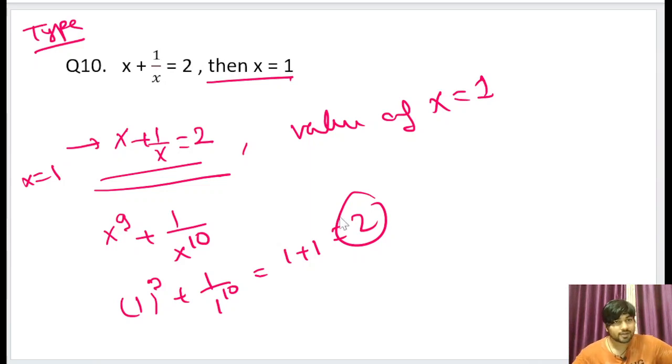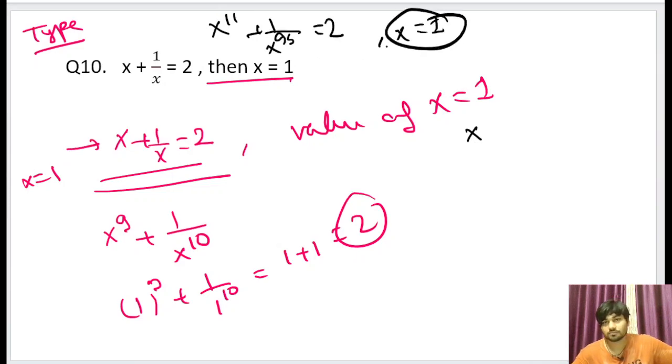So what can I deduce from here? I can deduce one thing from here. If I want to give you a few more examples, if x to the power 10 plus 1 upon x to the power 99 is equals to 2, in that case also, x is equals to 1. In that case also, without any doubt.